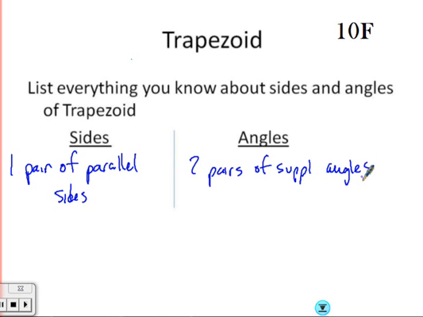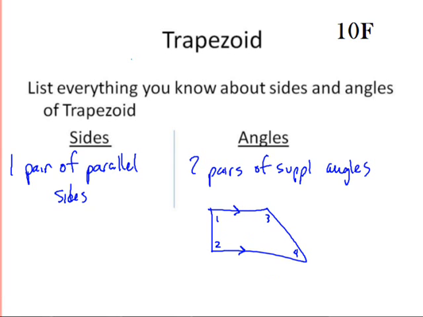So if we were to draw a generic trapezoid, angle 1 and 2 would be supplementary, and so would angle 3 and 4, and that's because of what we know about parallel lines. All right?